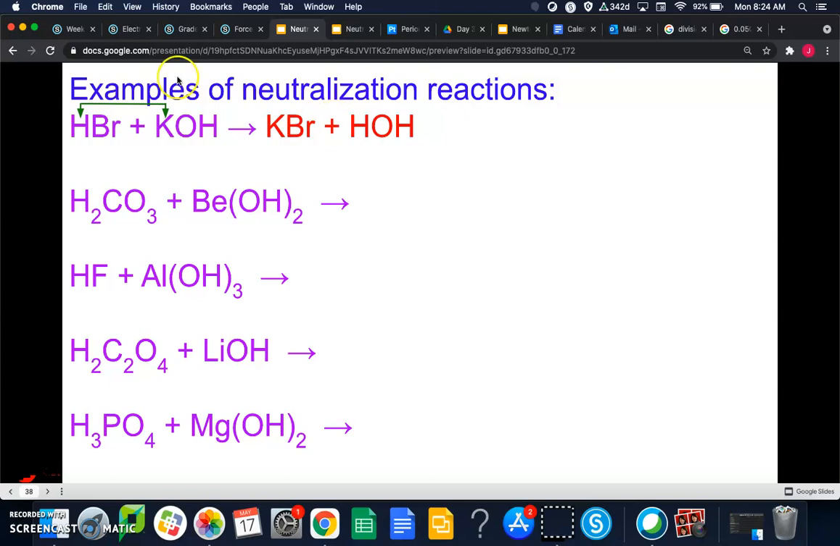Okay, and then because we have one hydrogen on the left, in the acid, and one hydroxide in the base, we're just going to produce one water. Okay, so now let's take a look at the second reaction.